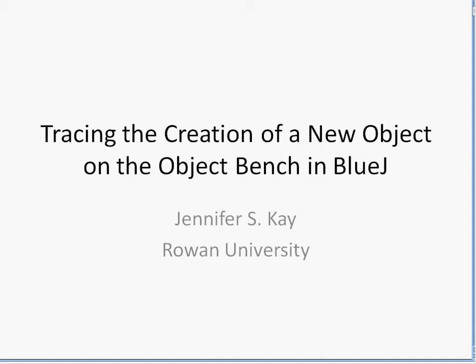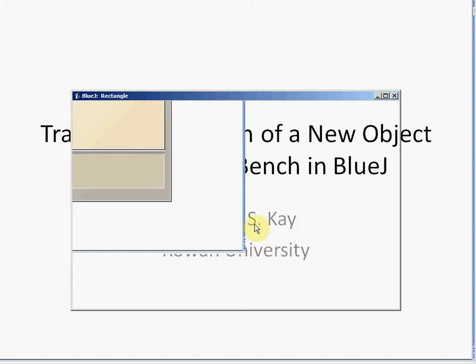Okay, the idea here is that I'm going to trace the creation of a new object on the object bench in BlueJ using my notation. So here's a BlueJ project with a single class called Rectangle. And the idea is I want to trace what happens when I right-click on Rectangle and run this constructor. There are two constructors for Rectangle: a default constructor that takes no parameters, and another constructor that takes two parameters, the width and the height of my rectangle, both doubles.